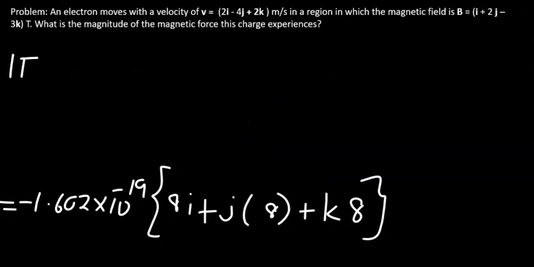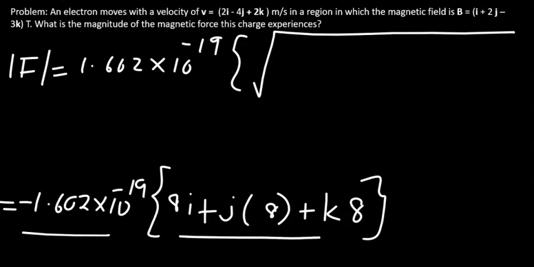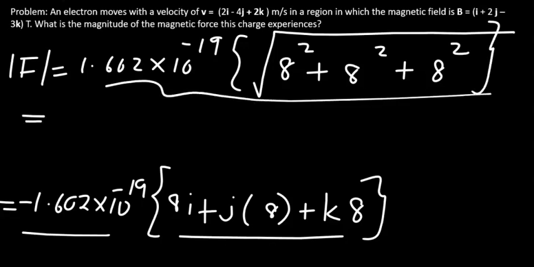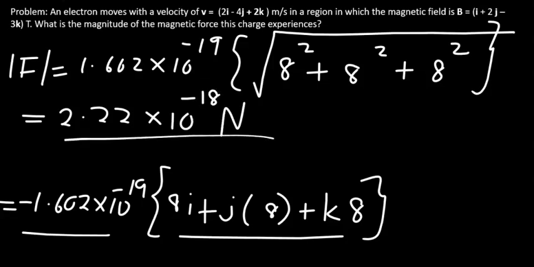Now we can compute the magnitude of this magnetic force. Let's just write the magnitude of that charge, 1.602 times 10 to the power minus 19. To determine the magnitude or the length of this three-dimensional vector, you take the square of the components, sum them up, and take the square root. And the entire line will give you the following answer for the magnitude, namely 2.22 times 10 to the power minus 18 newtons, and that solves the problem.